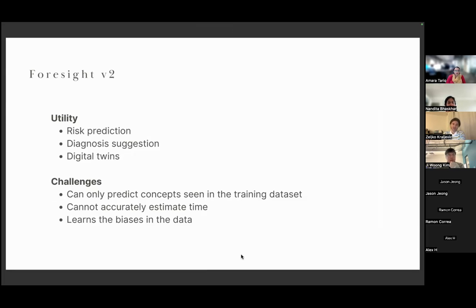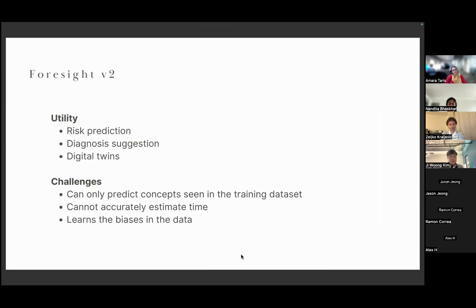Okay, utilities: risk prediction, diagnosis, digital twins, stuff like that. Challenges: it can only do what it has seen in the data set. If a disease has never appeared, it cannot predict it. So that's fairly standard. It cannot accurately estimate time. The models are not good with numbers, as we know with GPT-4 and basically any other. So time is a bit messy because it's a number. And it learns a bit of the biases in the data.